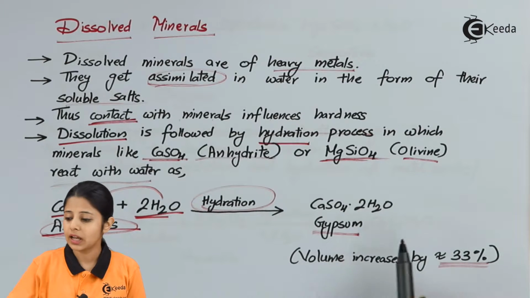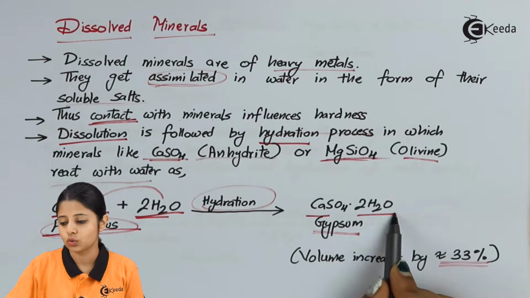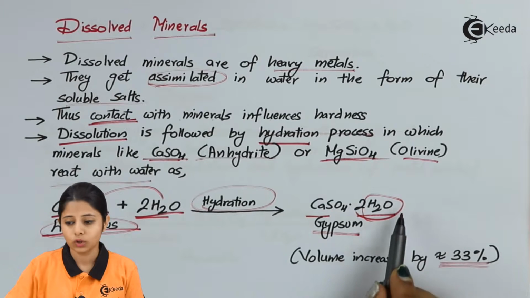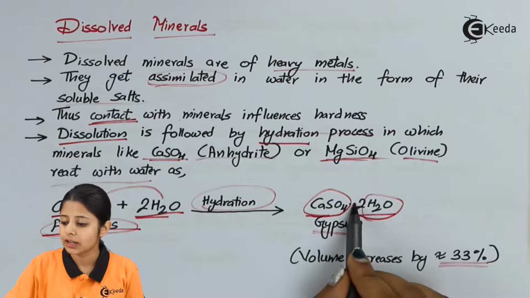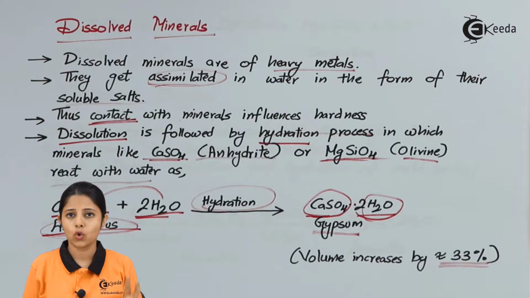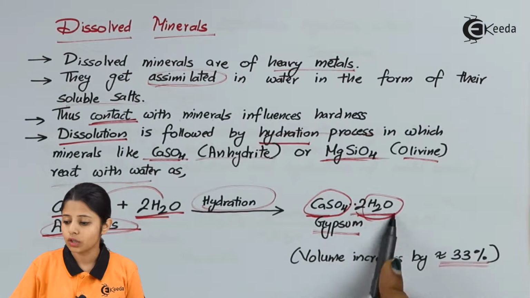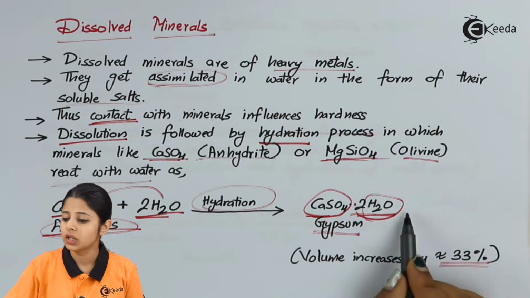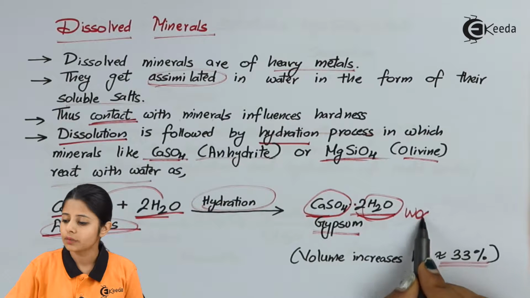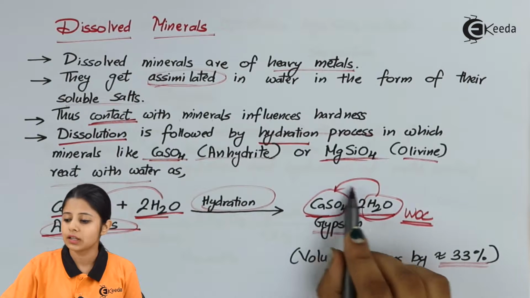Over here, if you notice, I have put a dot. That means there is no bonding between CaSO4 and H2O. H2O itself is a molecule. CaSO4 itself is a molecule, but both of these molecules are just attached. There is no kind of ionic or covalent bond over here. There is only attachment. That means they are together, but they are not bonded. Such water molecules which are just attached to other molecules are known as WOC, water of crystallization. That means these water molecules give crystallization to the CaSO4.